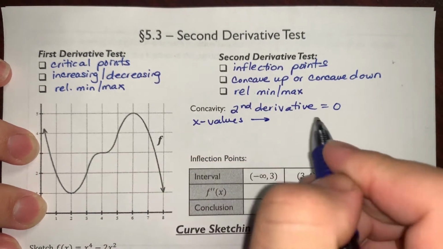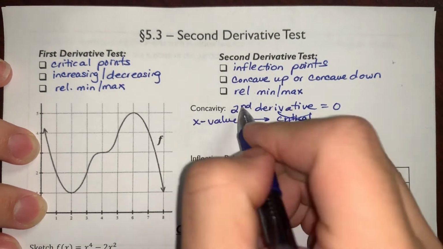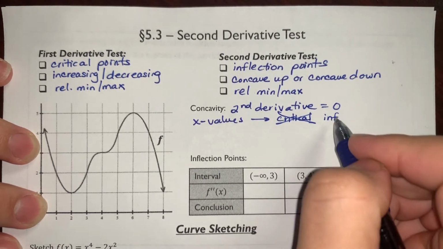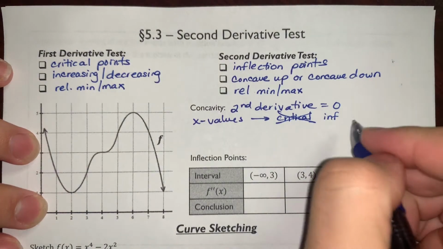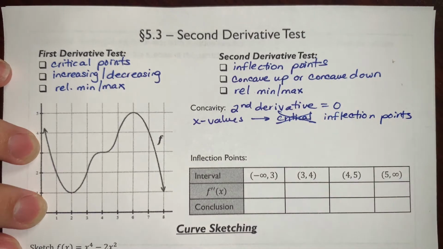So before, our x values used to tell us what the critical points are, right? But for the second derivative test, that helps us determine what the inflection points are. And those inflection points are what's going to tell us whether it's switching from being a function that's concave up versus a function that's concave down. So that's for the inflection points.